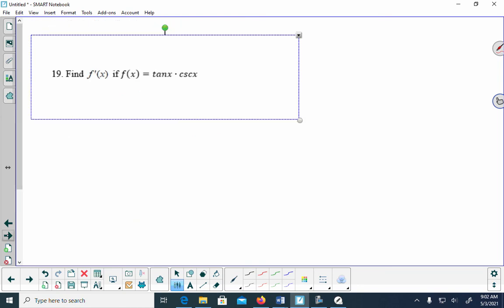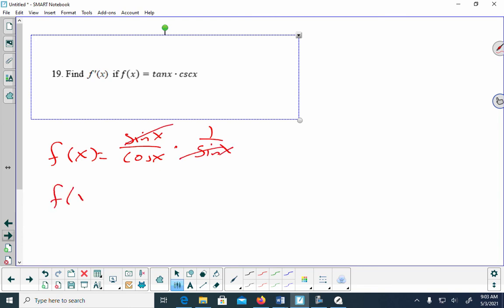Okay, number 19, if I'm given a trig function and something is multiplying, I am 100% every single time going to simplify that before I do it, because I really don't want to do the product rule with trig if I don't have to. So when I think of this, tangent is the sine of x over the cosine of x, and cosecant is 1 over the sine of x. So the sine of x will simplify, so f of x is equal to 1 over cosine of x, which is equal to secant of x.